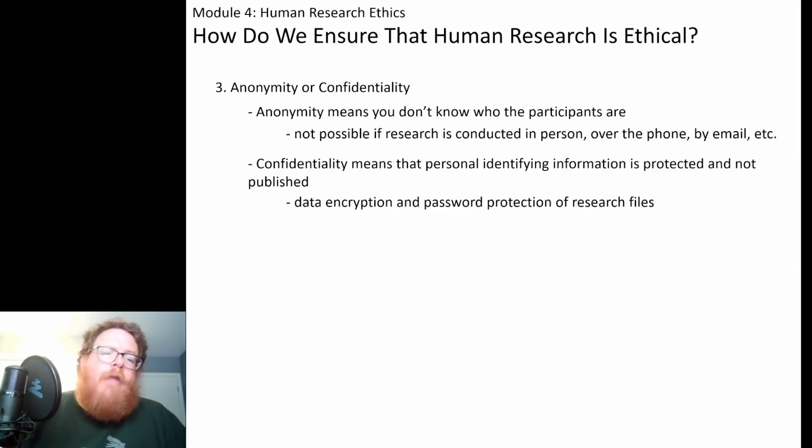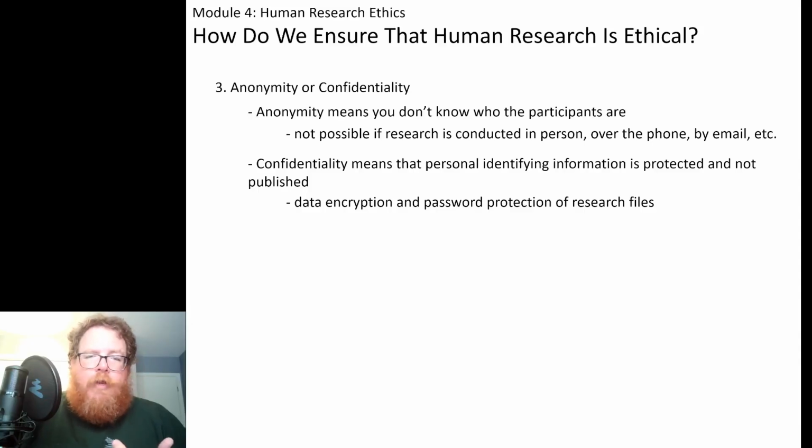How do we do this? How do we ensure confidentiality? Well, there's usually a requirement for any data files that you are collecting to be encrypted and password protected. Okay. So any place where you are putting the identifying information about your participants or any of the data you're collecting, any of those files that you create with that information, there is a requirement that those files be encrypted and that the files themselves be password protected.